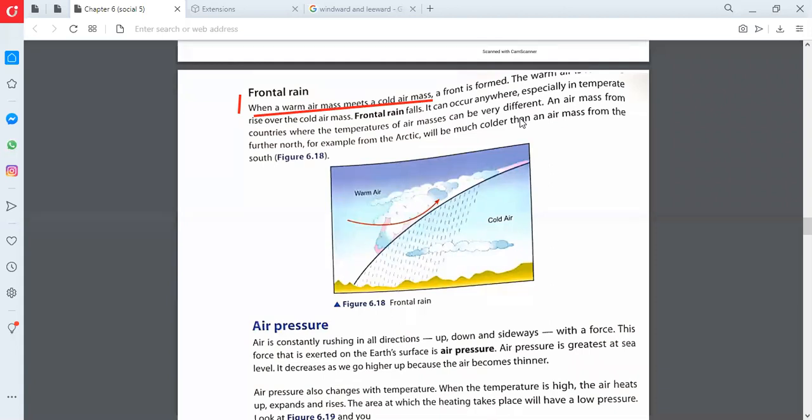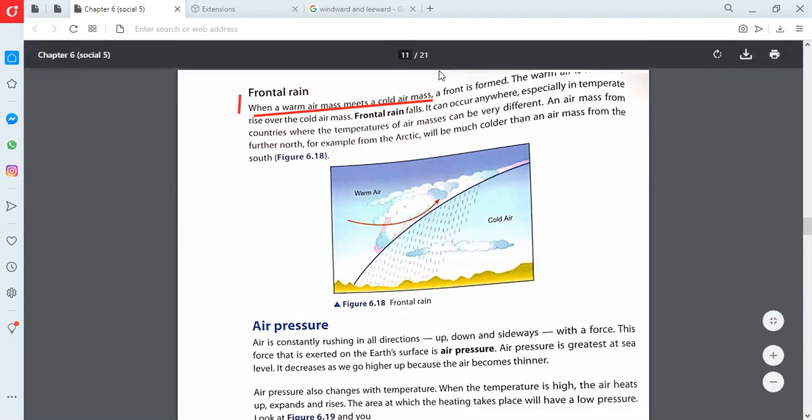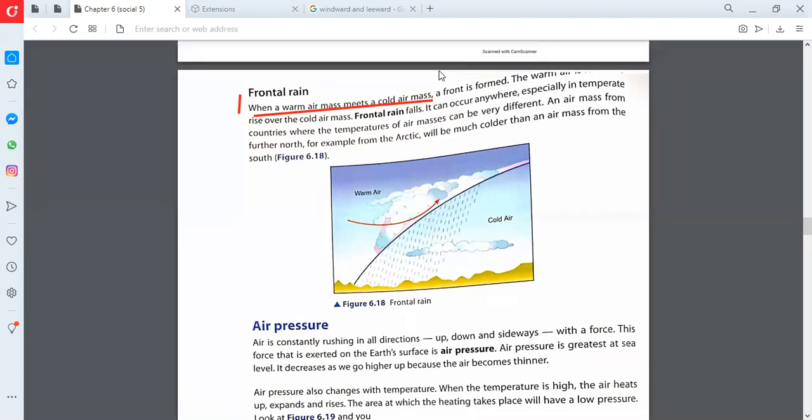When it goes upward, at the height the temperature changes. The warm air is hot, and at the upside there is cold weather. So when they meet, the water vapor will become droplets, and they will rain on the mountain. That type of rain is the second type which we saw before this. So frontal rain forms when a hot air mass meets a cold air mass.